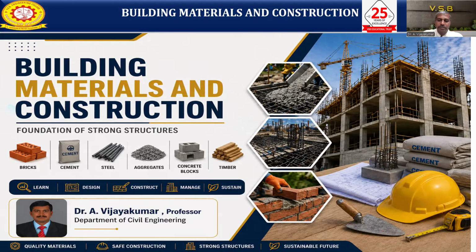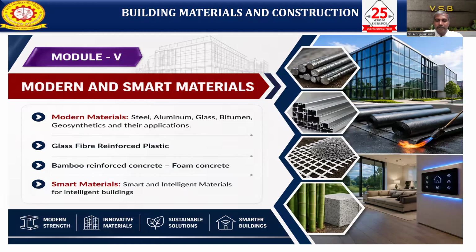Now we are going to discuss elaborately the most modern as well as the smart materials. So module 5 exclusively describes the modern materials used in the construction field, for example steel, aluminum, glass, bitumen, geosynthetics. All those are modern materials. Apart from that, there are more materials, but as a constraint of time, we are going to discuss these materials only.